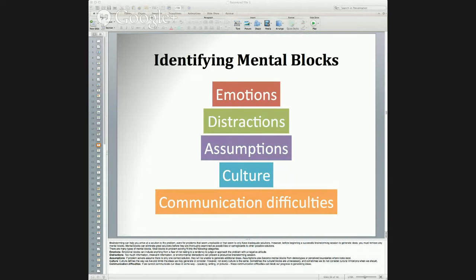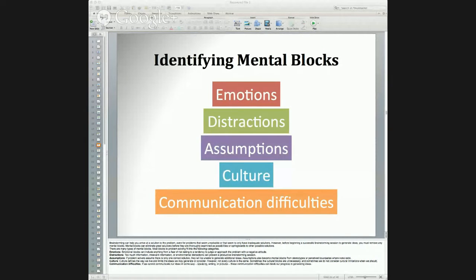There are many types of mental blocks. Most blocks to problem solving fit into the following categories: emotions, distractions, assumptions, culture, and communication difficulties. What do we mean by emotions? Emotional blocks can include anything from a fear of risk taking to a tendency to judge or approach the problem with a negative attitude. What do we mean by distractions? Distractions such as too much information, irrelevant information, or environmental distractions. These all can prevent a productive brainstorming session.